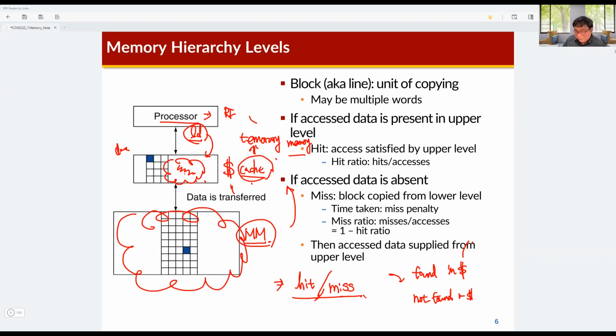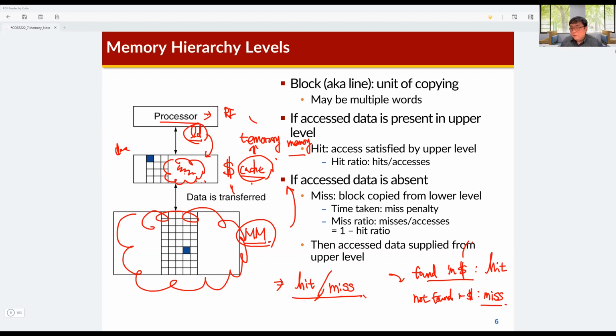Okay, so the requested data can be found in cache memory or not, because only part of the data exists in cache. If the data is found in cache, this is called a hit. If the requested data is not found in the cache, this event is called a miss. Just to remember the meaning of hit and miss.